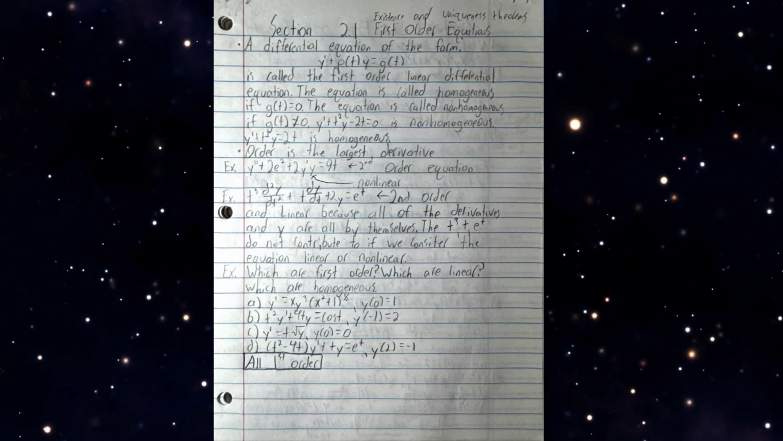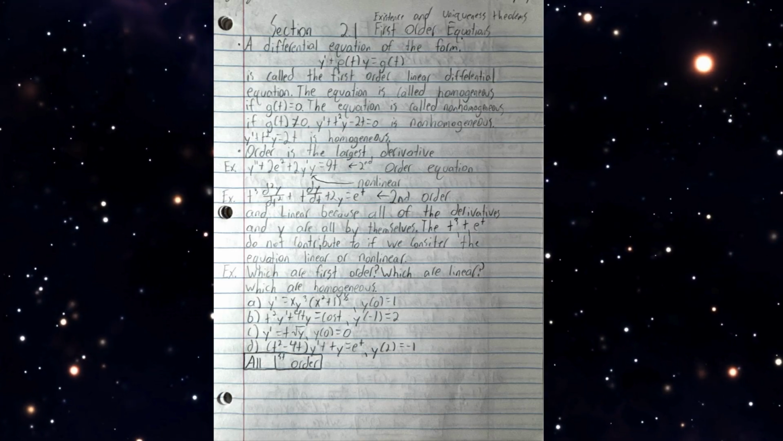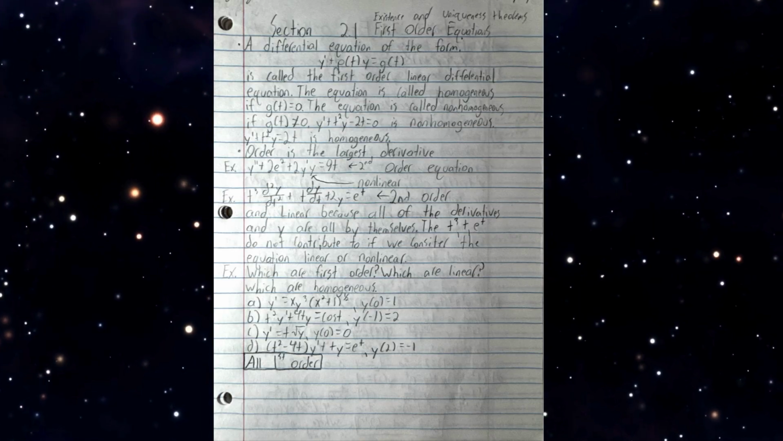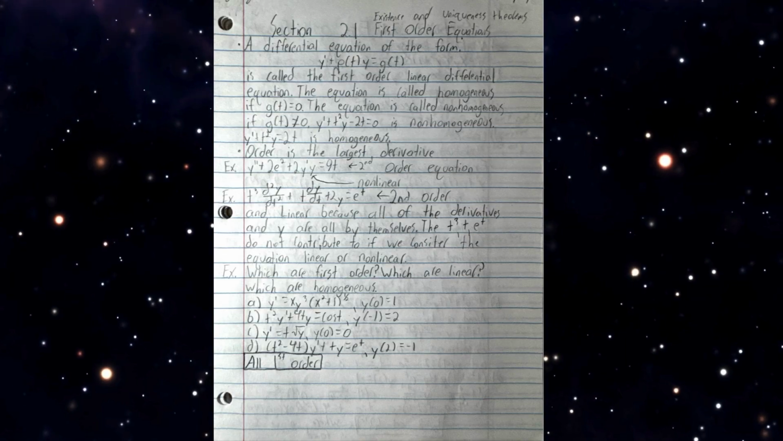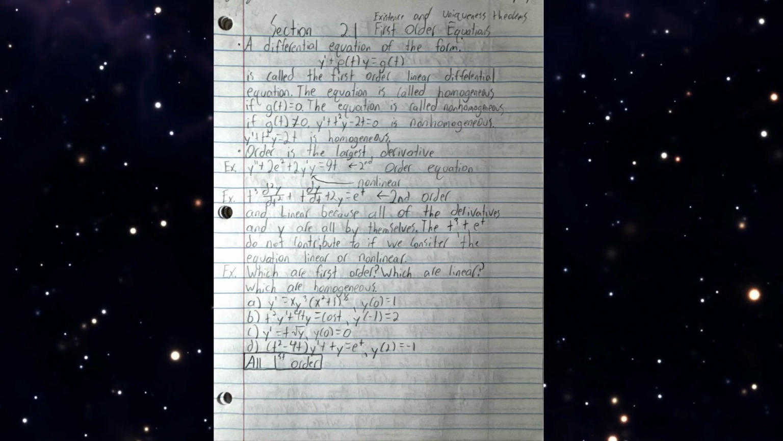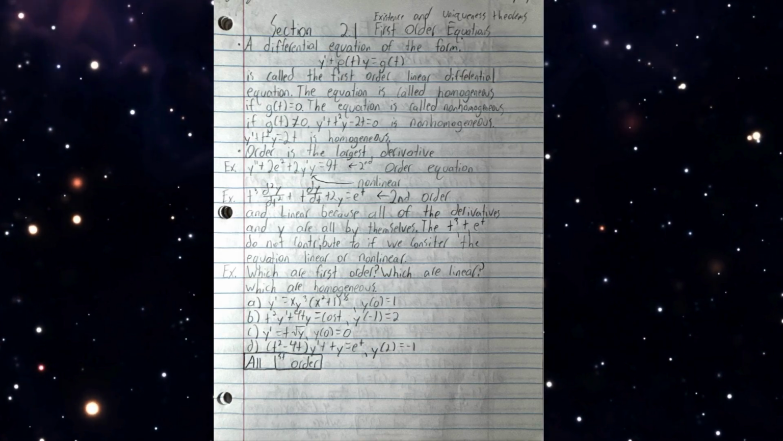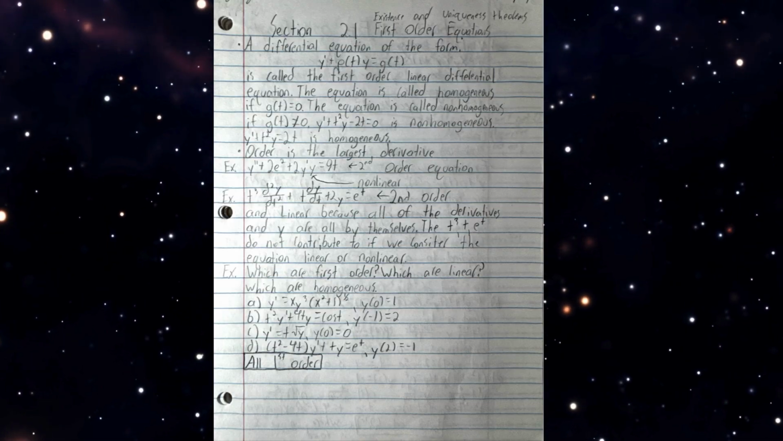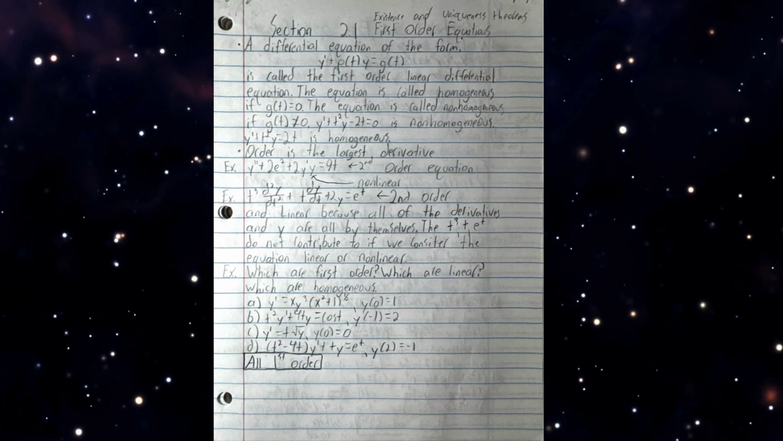y double prime plus 2e squared plus 2y prime times y equals 9t. This would be a second order equation because of that y double prime. And this equation is considered nonlinear because of the 2y prime times y. The variables are multiplying into each other, which is what makes this nonlinear.